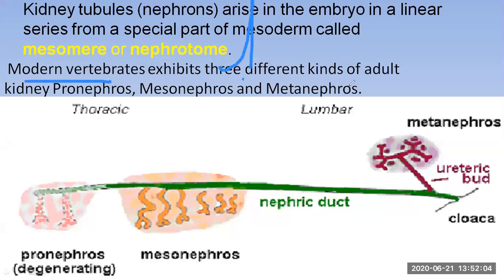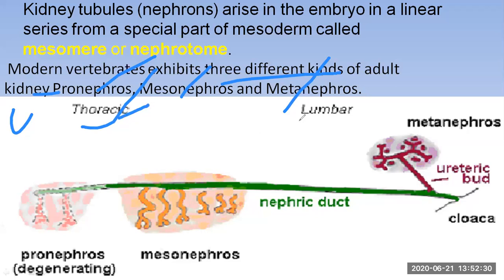So if you see what it is saying: modern vertebrates exhibit three different kinds of adult kidney: pronephros, mesonephros, and metanephros. So three different basic types of the kidney are generally found. Here you can see the regions of the backbone: firstly cervical vertebrae, then thoracic vertebrae, then lumbar vertebrae, and then sacral, and one more also.